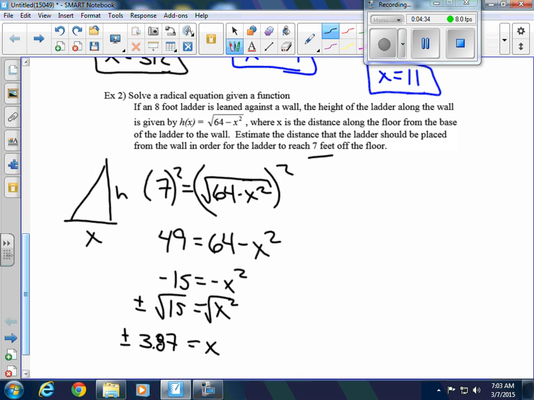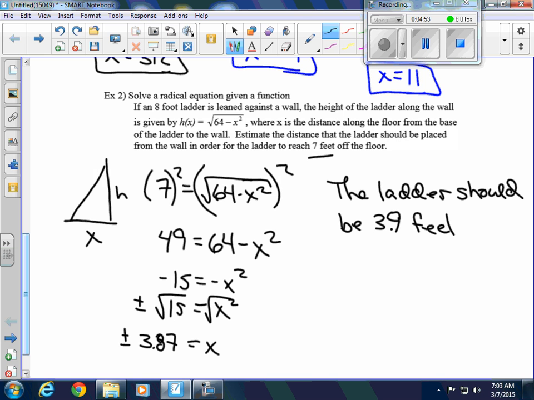However, obviously, the distance from the wall is not going to be negative 3.87. So we'll say the ladder should be 3.9 feet approximately from the wall.